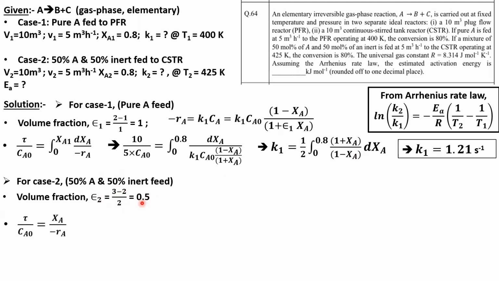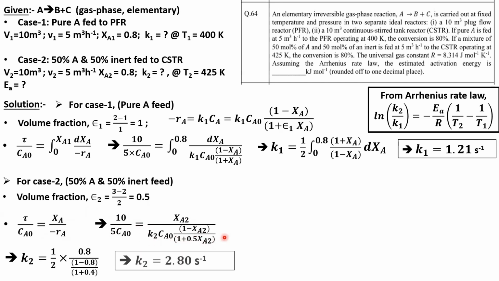Using the design expression for CSTR, we can simplify it as 10 by 5 into Ca0 is equal to Xa2 by K2 Ca0 into (1 minus Xa2) by (1 plus epsilon 2 Xa2). Epsilon is 0.5, so we can cancel out Ca0 and simplify by substituting all the values given in the question. And we find K2 as 2.80 per second. So hence we have found K1 and K2 at the two temperatures T1 and T2.